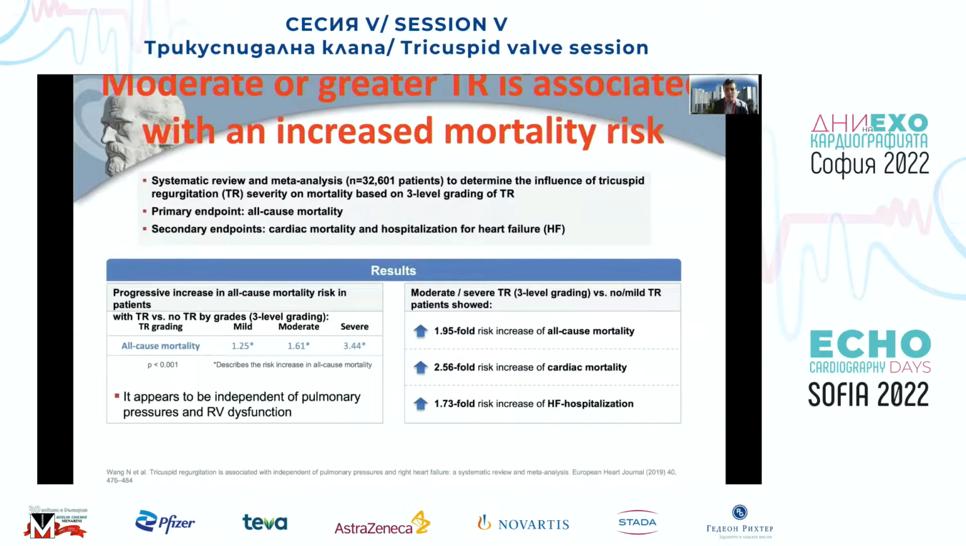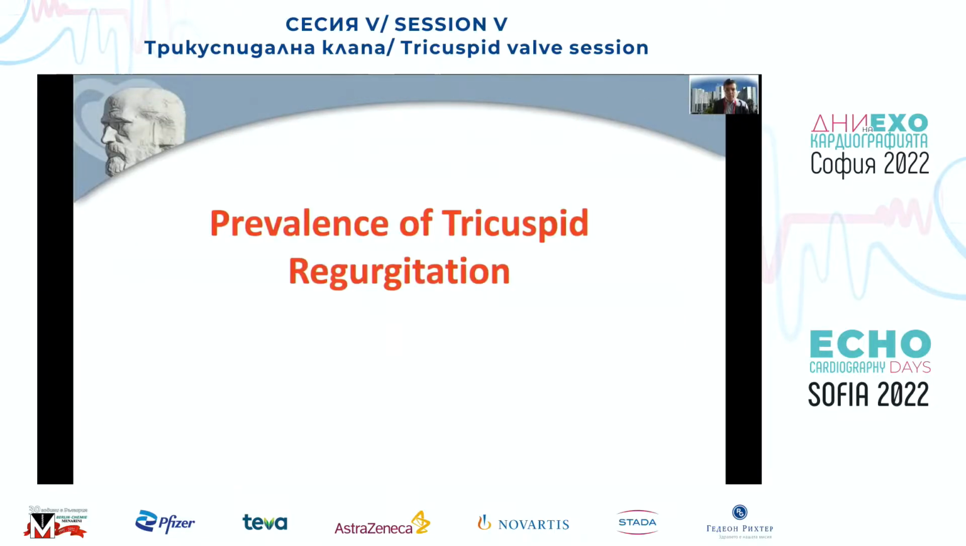Has been described. And in fact, if we see TR as a whole, we know that moderate to severe TR implies 1.9-fold increase in all-cause mortality. It's more than 2.5-fold increase in the cardiac mortality and 1.7-fold increase in heart failure hospitalization. So it's very, very relevant for our patients.